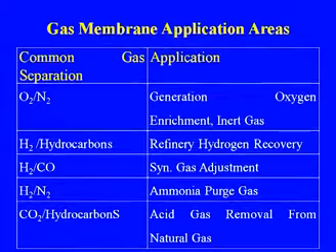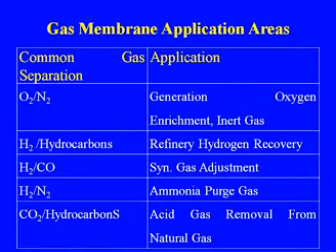Gas membrane application areas. As I told you earlier, we are using the membrane not only for the desalination process or caustic chlorine manufacture. It is finding application in the chemical industry for other purposes also, like oxygen and nitrogen generation, oxygen enrichment, inert gas, hydrogen hydrocarbons refining and hydrogen recovery, H2 and CO synthesis gas adjustment, hydrogen nitrogen ammonia purge gas, CO2 hydrocarbons, acid gas removal from natural gas. These are some of the processes that we are using even in refineries.